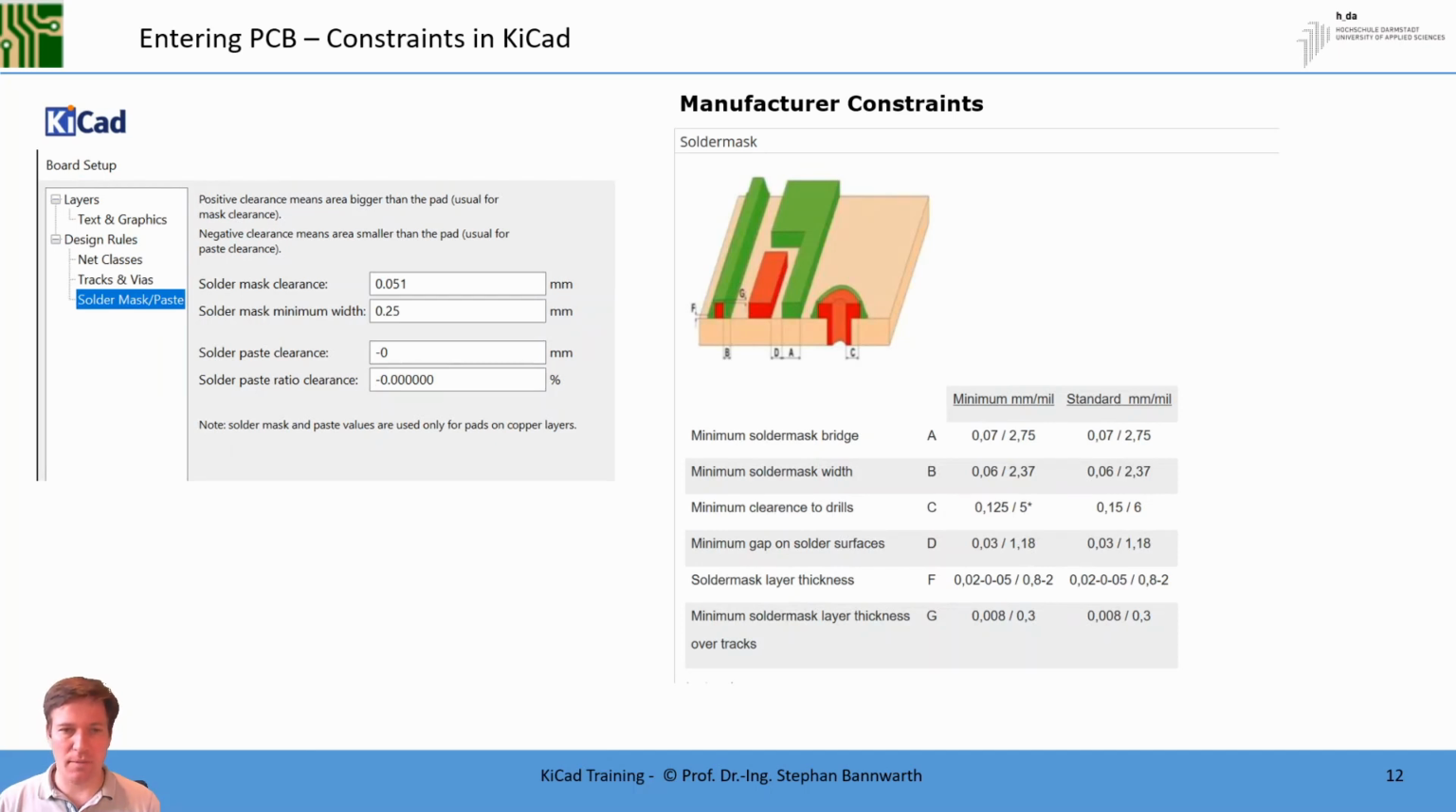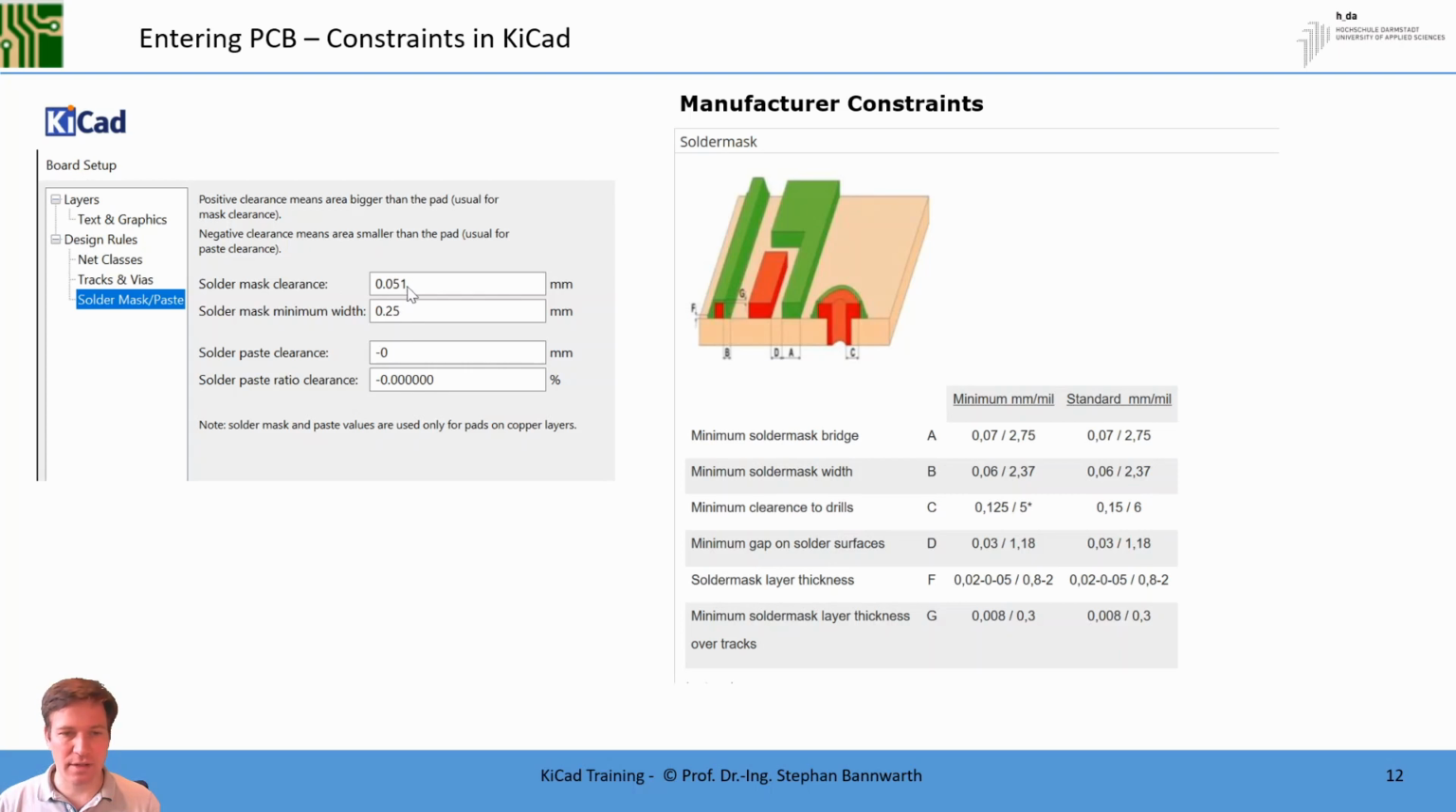Now let's talk about the solder mask and paste distances. On the left side you see the menu. We have a solder mask clearance, solder mask minimum width, solder paste clearance, and solder paste ratio clearance. The bottom 2 points we don't take care about. We leave it like it is preset.